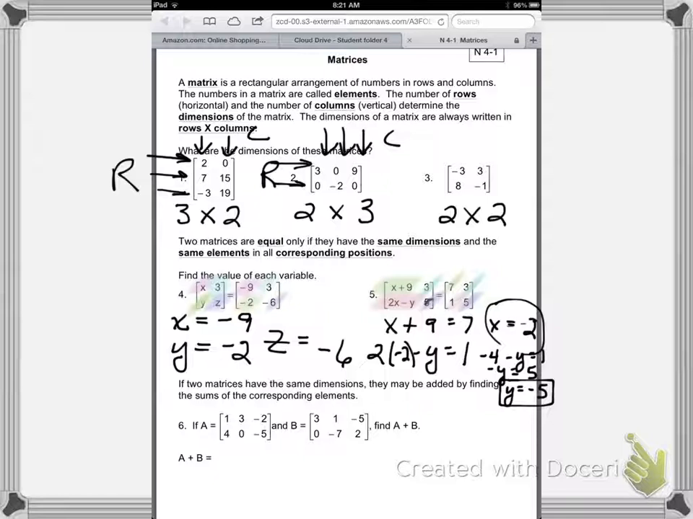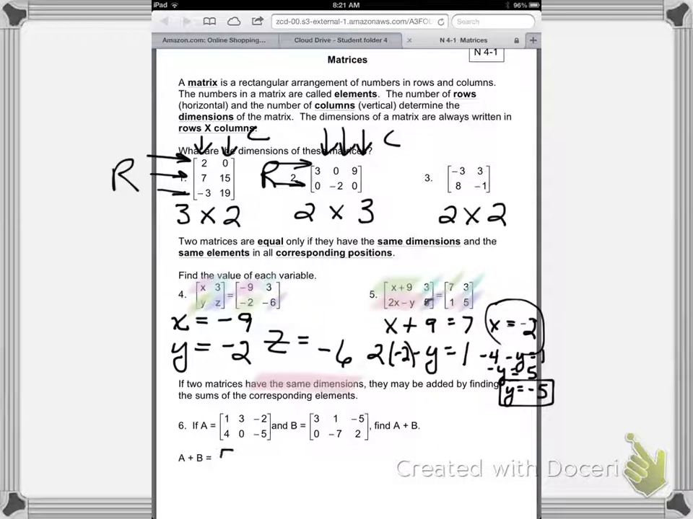The other thing we're going to do in this lesson is find the sum. There's two more things. If two matrices have the same dimensions, and this is a key statement right here, they have to have the same dimensions, then you can add, and you just add corresponding elements. If I want to add A plus B here, it's very simple.